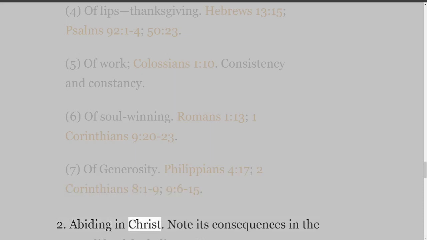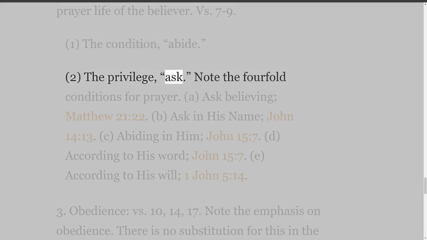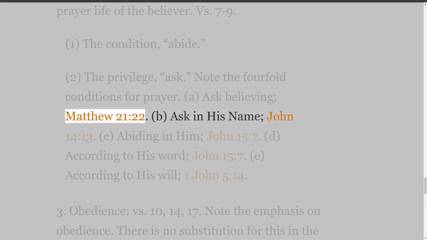2. Abiding in Christ. Note its consequences in the prayer life of the believer. Verses 7 to 9. 1. The condition, abide. 2. The privilege, ask. Note the fourfold conditions for prayer. A. Ask believing, Matthew 21:22. B. Ask in his name, John 14:13.